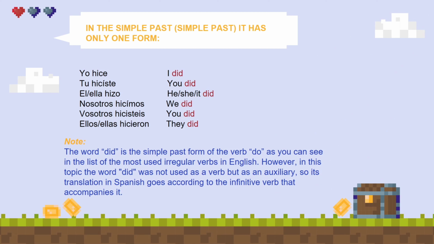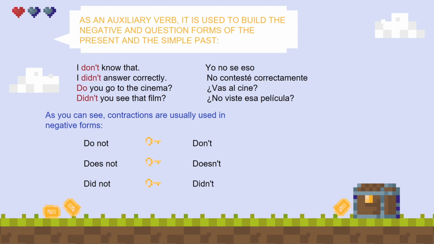Example: I did know that. Yo sí sabía de eso. I did answer correctly. Contesté correctamente. Do you go to the cinema? ¿Vas al cine? Did you see that film? ¿Viste esa película?